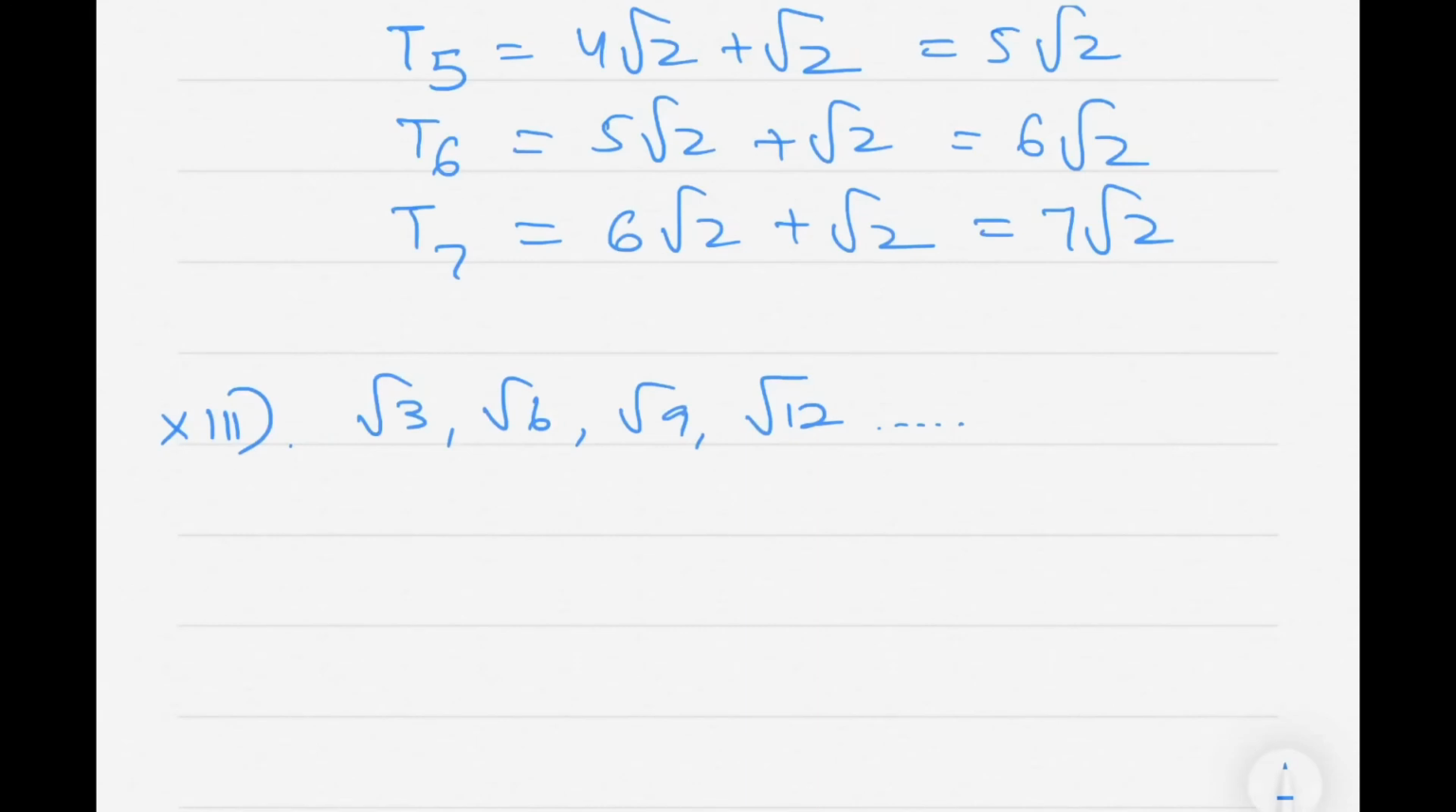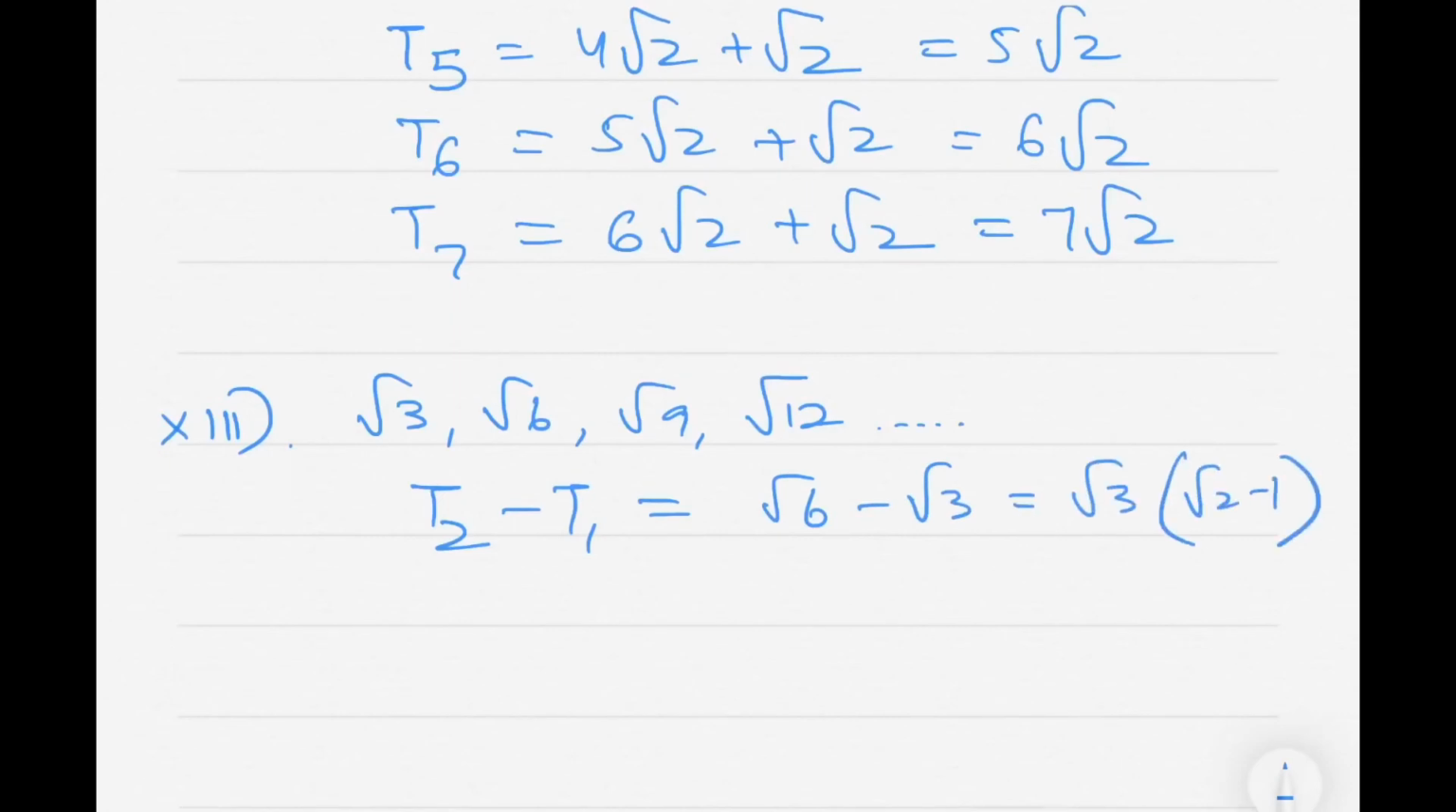The 13th part: the series is root 3, root 6, root 9, root 12 and so on. By looking at it we know the common difference is not the same, but let's find out. T2 minus T1 is equal to root 6 minus root 3. Root 3 I can take common, so root 3 times root 2 minus 1. Then T3 minus T2 gives root 9 minus root 6. Again I can take root 3 common, so root 3 times root 3 minus root 2.